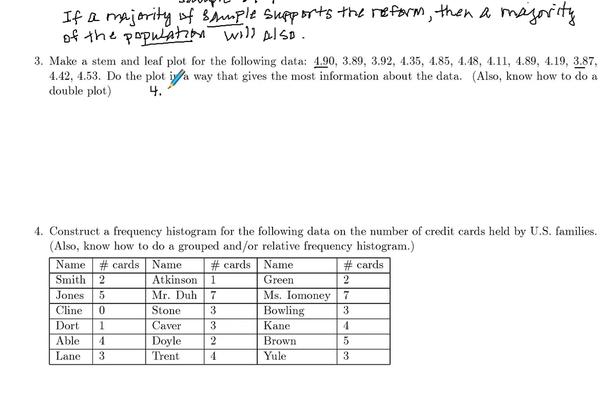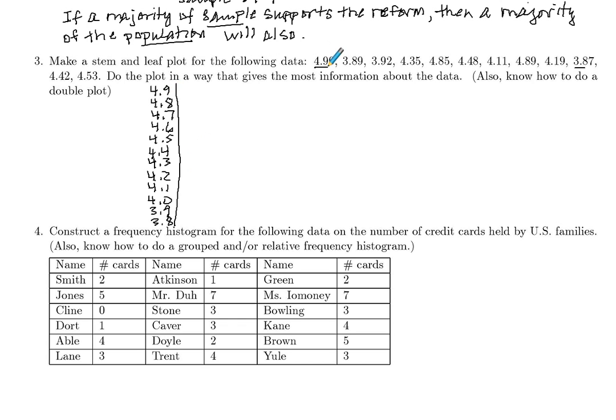So we could have a 4.9 row, 4.8, 4.7, 4.6, 4.5, 4.4, 4.3, 4.2, 4.1, 4.0, 3.9, and 3.8. So those are our stems, and then the leaves are just going to be the hundredths digit.